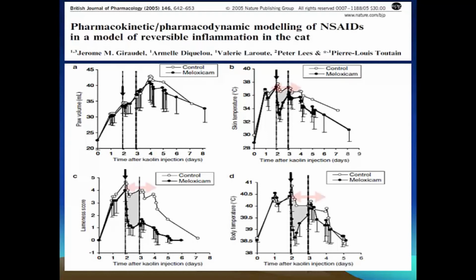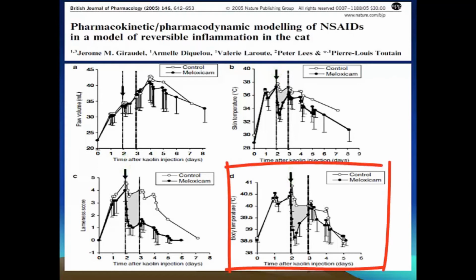So if you notice, from day 2 until day 4, the inflammation was pretty stable. It didn't really go up and down. And then after day 4, it kind of started to decline on its own. So if we injected meloxicam on day 2, we would be able to see how it behaves when it's not really going up or down.